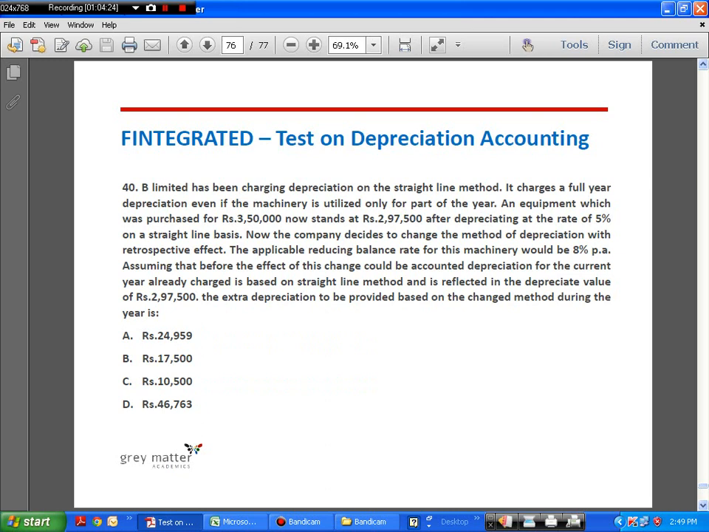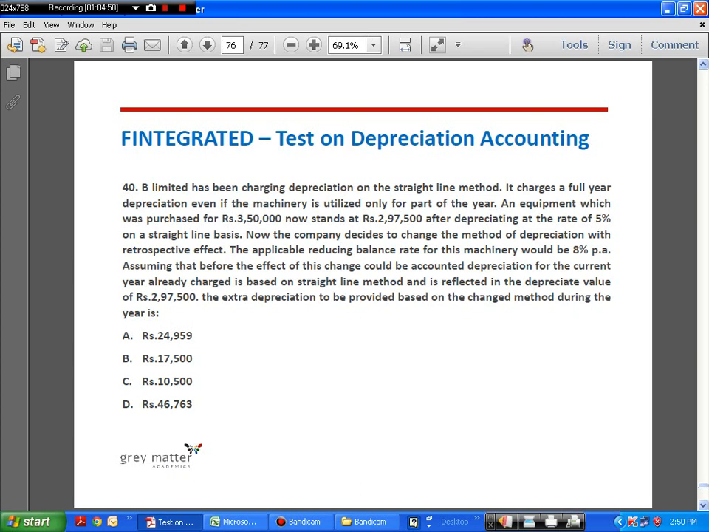Next, B Limited has been charging depreciation on the straight line method. It charges a full year depreciation even if the machinery is utilized only for part of the year. An equipment which was purchased for 3,50,000 rupees now stands at 2,97,500 after depreciating at the rate of 5% on a straight line basis. Now the company decides to change the method of depreciation with retrospective effect.